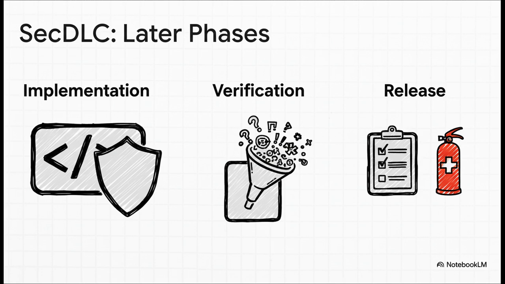When you're coding, you use secure practices and tools that scan your code for weaknesses. When you're testing, you use techniques like fuzz testing, which is literally just throwing tons of random, weird data at your application to see if you can make it crash. And right before release, you do one last security review and make sure you have a plan ready for what to do if something bad does happen.